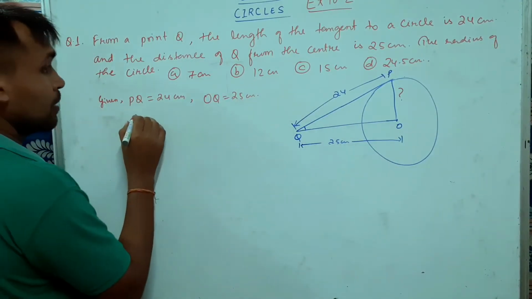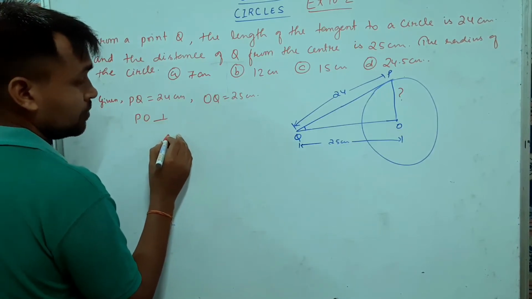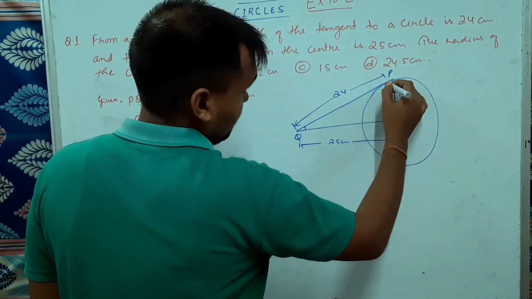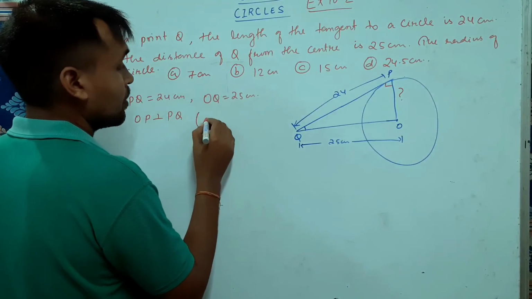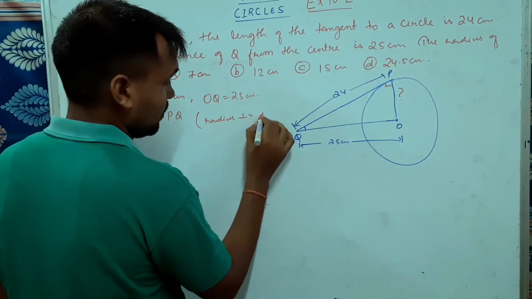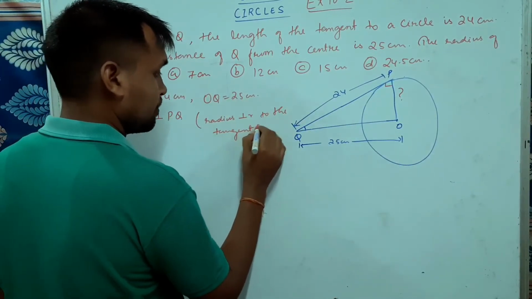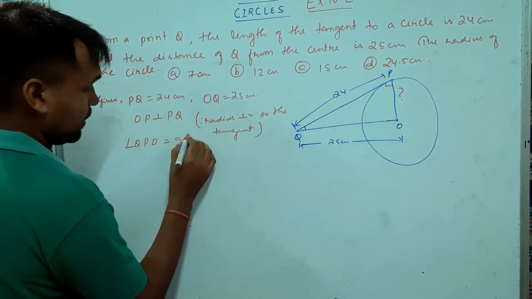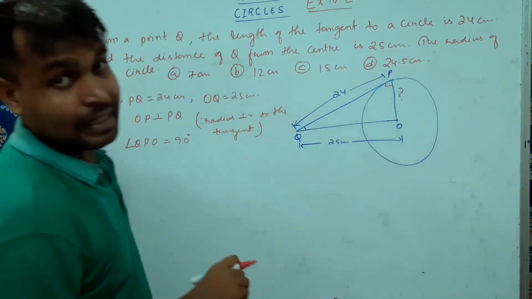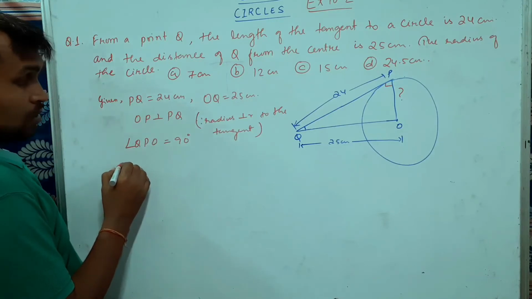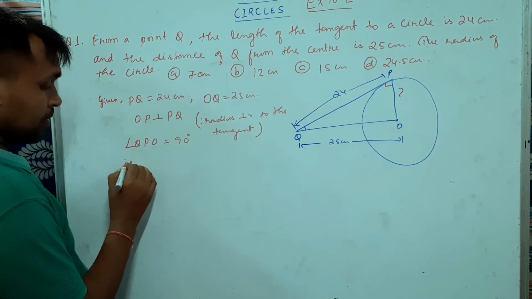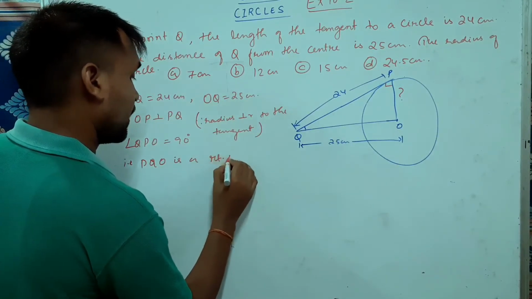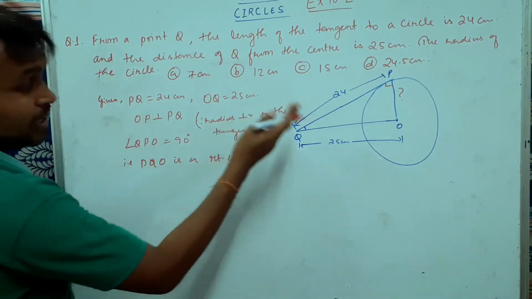As we know very well, OP will be perpendicular to PQ. This is 90 degrees. Why? Because the radius is perpendicular to the tangent. We have already studied that theorem, right? Since the radius is perpendicular to the tangent, the angle QPO equals 90 degrees. If it is 90 degrees, then this triangle becomes what? A right angled triangle. So PQO is a right angled triangle, so we can use the Pythagoras theorem.